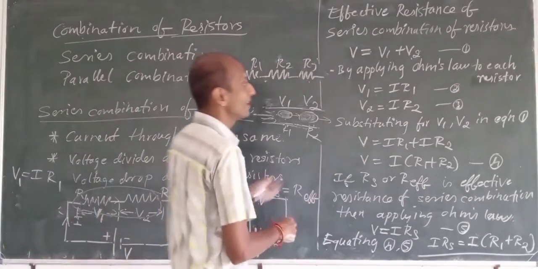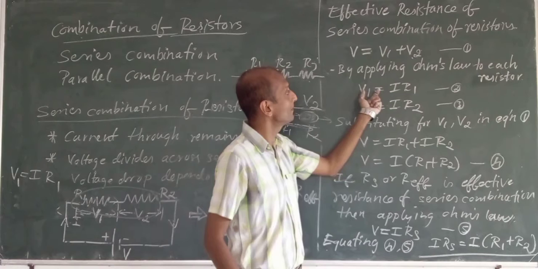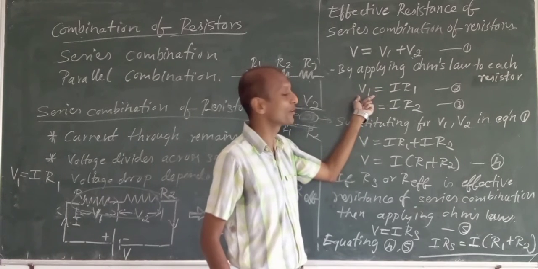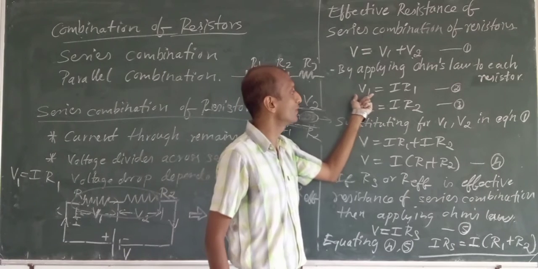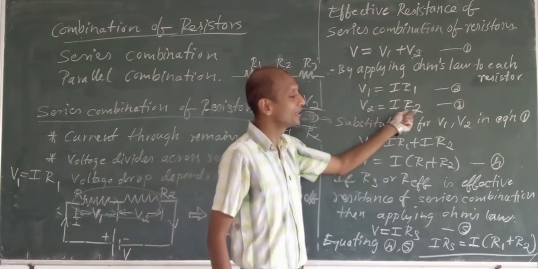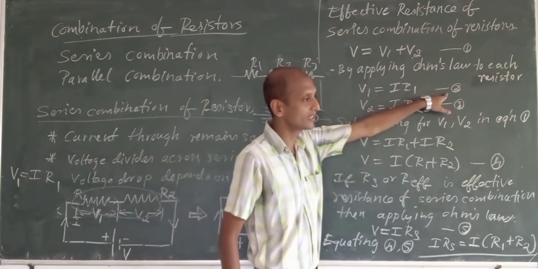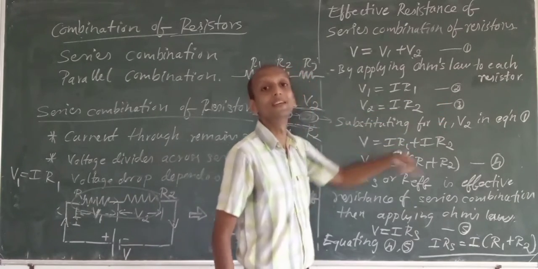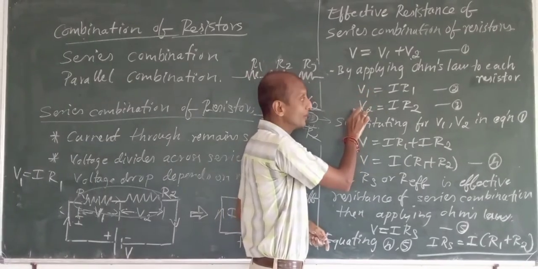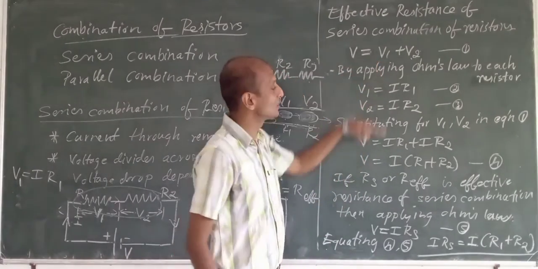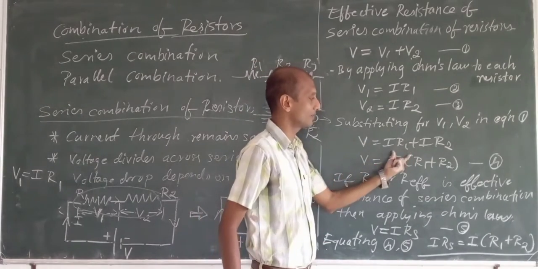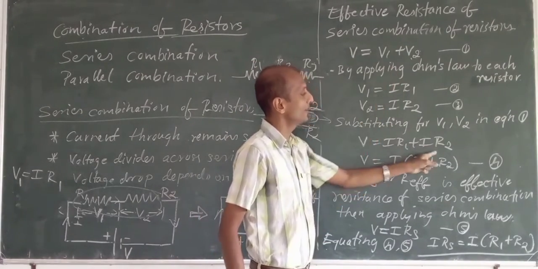Yes. Likewise, by applying Ohm's law, I can write the voltage drops: V1 will be equal to I into R1, and V2 will be equal to I into R2. I will write these as equation 2 and equation 3. Now, if I substitute the values of V1 and V2 in equation 1, what I get is V will be equal to I into R1 plus I into R2.